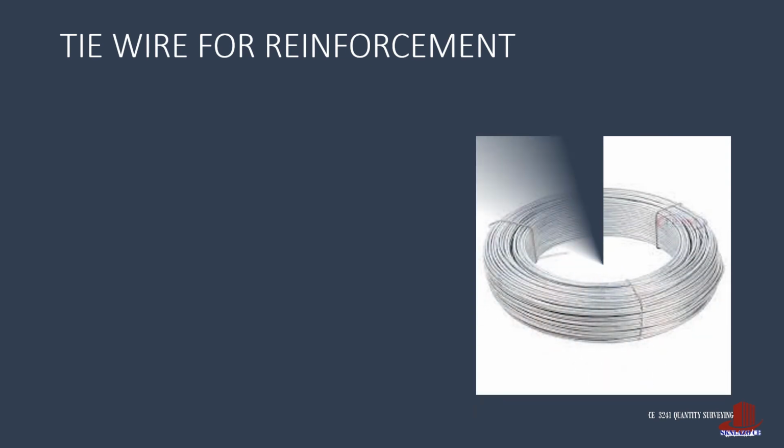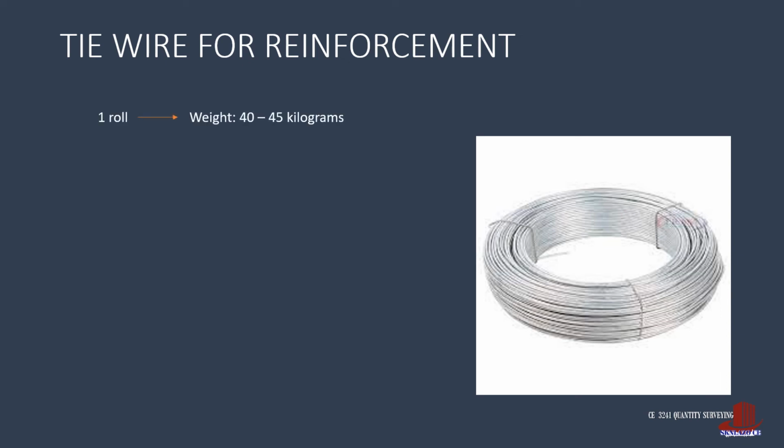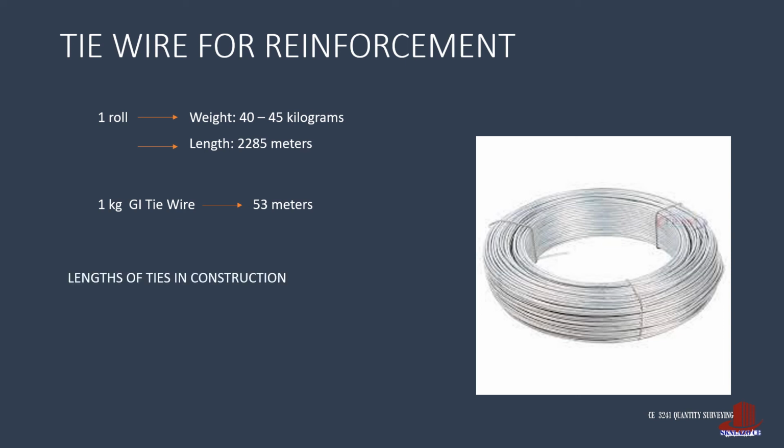Tie wire is also an essential material in steelworks as it is used to bind the bars. A roll of tie wire usually weighs 40 to 45 kilograms, and such weight can be around 2,285 meters in length. So by computation, we can say that a kilogram of tie wire can produce 53 meters. On the construction site, the length of tie wire also varies with the thickness of the bars they bind. A 25 centimeter tie wire length is used for thin bars of diameters 10 to 12 millimeters, and a longer length of tie wire, that is 30 centimeters, is used to bind the thicker diameters starting from D16 RSB.